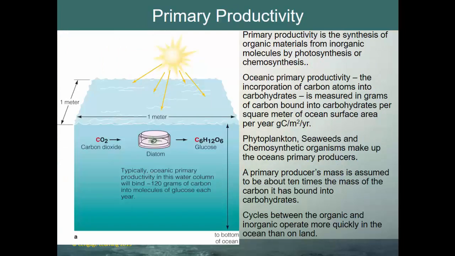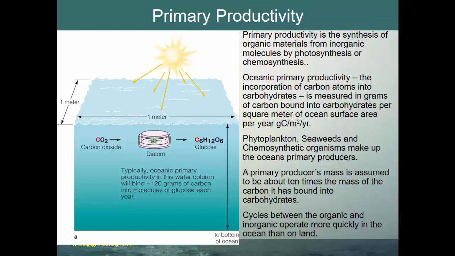All right, primary productivity. Primary productivity is the synthesis of organic material, carbohydrates, from inorganic molecules by photosynthesis or chemosynthesis. Oceanic primary productivity, the incorporation of carbon atoms into carbohydrates, is measured in grams of carbon bound into carbohydrates per square meter of ocean surface per year. Phytoplankton, seaweeds, and chemosynthetic organisms make up the ocean's primary producers. Those are the plants that take in sunlight and make carbohydrates.